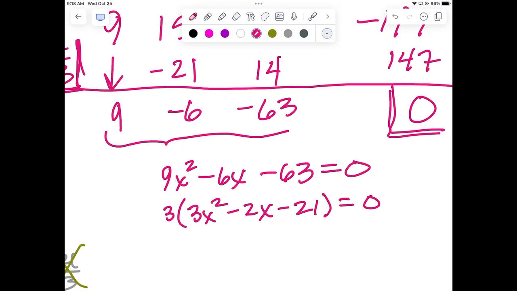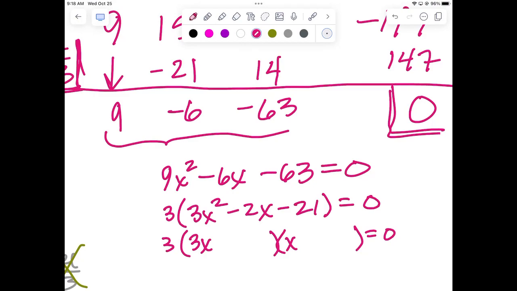All right, now I can focus on the inside. I'm not sure if it's going to factor, but you know what? I sure as heck am going to try. I know 3x squared, 3 is prime, so it's got to be a 3x and a 1x. Now, with the 21, I have some options. It can be 21 and 1 or 1 and 21. Do you think those are going to work? I'm trying to get a 2 on the inside.